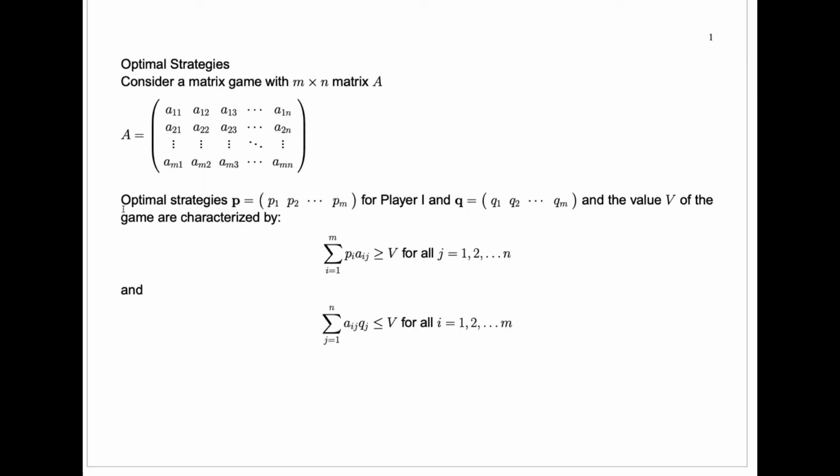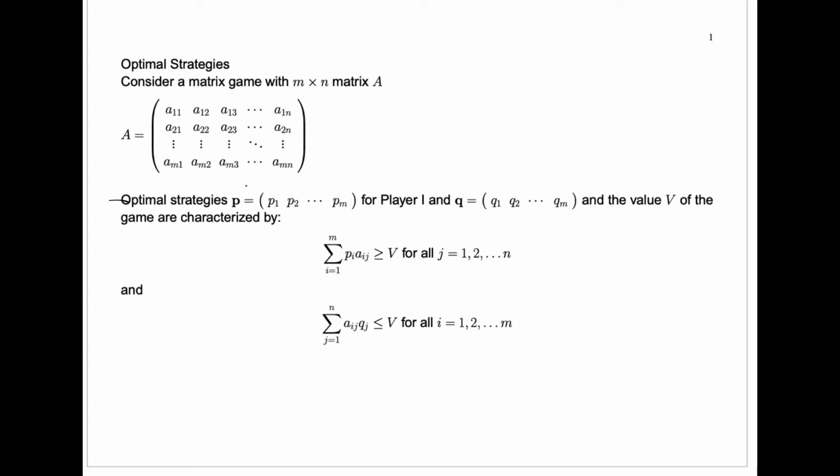So remember, as always, we have two players: player one picks a row, player two picks a column, and the entries of the matrix, the a sub ij, the entry in the ith row and jth column, will represent the payment from player two to player one.